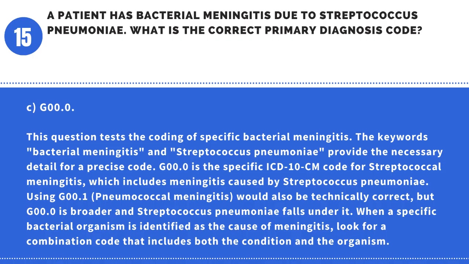G00.0. This question tests the coding of specific bacterial meningitis. The keywords bacterial meningitis and Streptococcus pneumoniae provide the necessary detail for a precise code. G00.0 is the specific ICD-10-CM code for streptococcal meningitis, which includes meningitis caused by Streptococcus pneumoniae. Using G00.1 pneumococcal meningitis would also be technically correct, but G00.0 is broader and Streptococcus pneumoniae falls under it. When a specific bacterial organism is identified as the cause of meningitis, look for a combination code that includes both the condition and the organism.